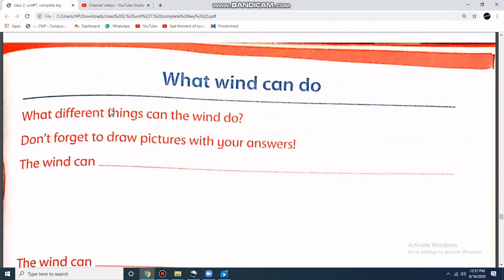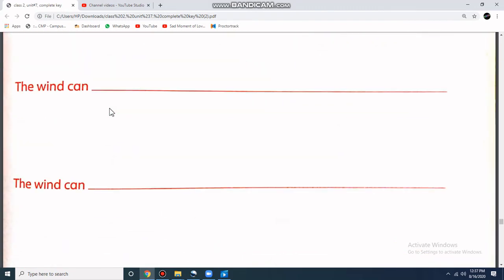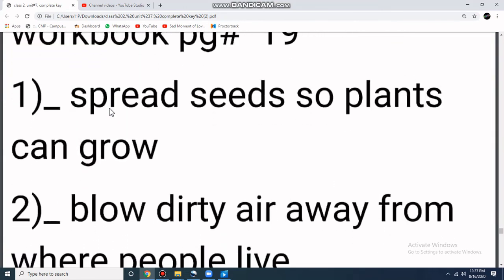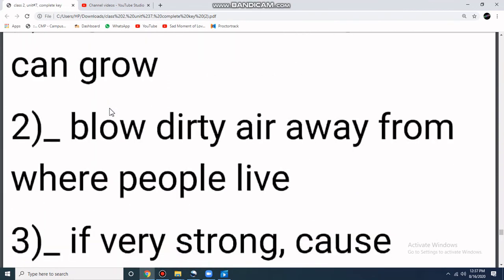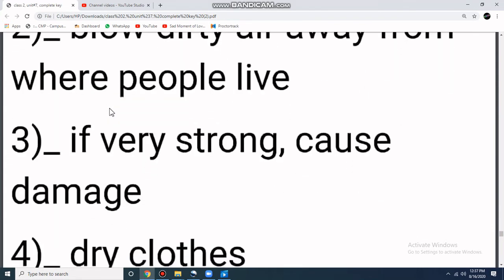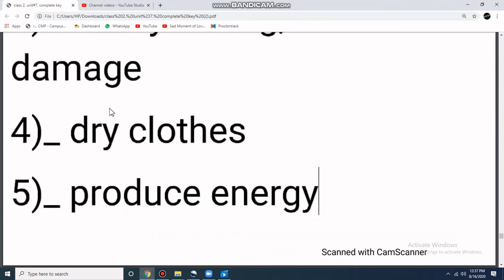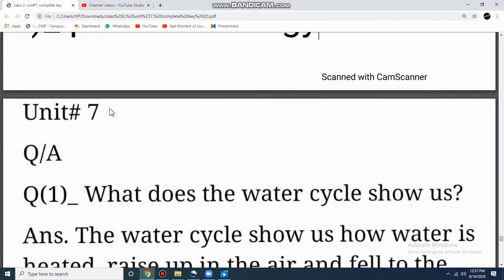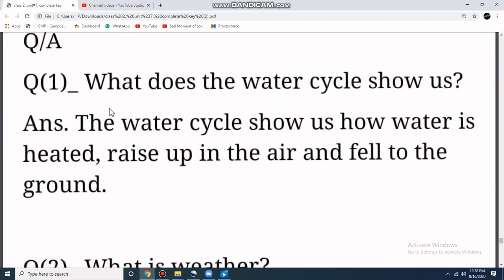What wind can do? Don't forget to draw pictures with your answer. Okay, what wind can do? The first thing is the wind spreads seeds so plants can grow. The second is it blows dirty air away from where people live. And the third is, if wind is very strong, it causes damage. Wind dries the clothes, produces energy, right? Okay, so the question answers are very easy. Only 6 question answers, I guess.